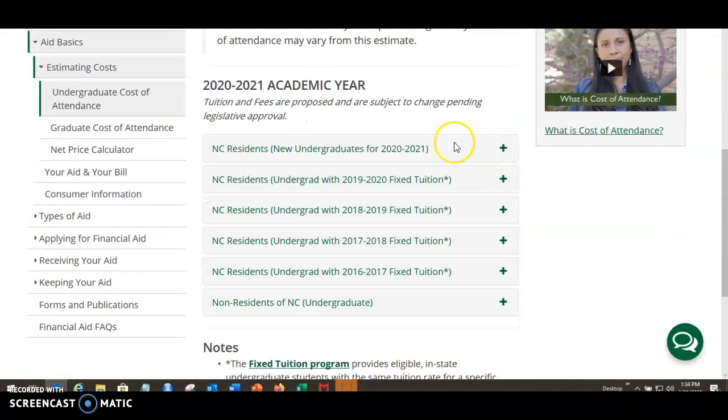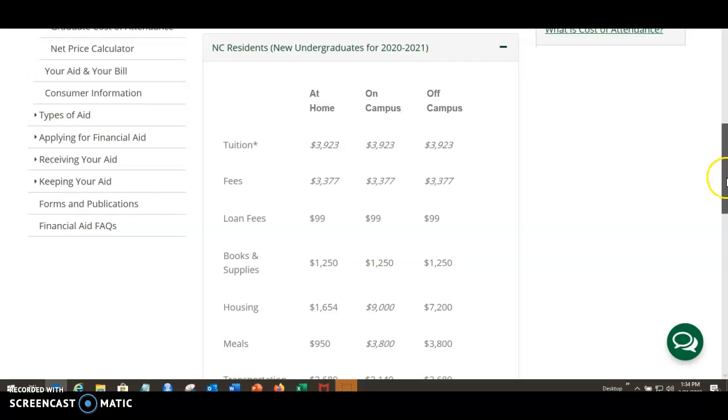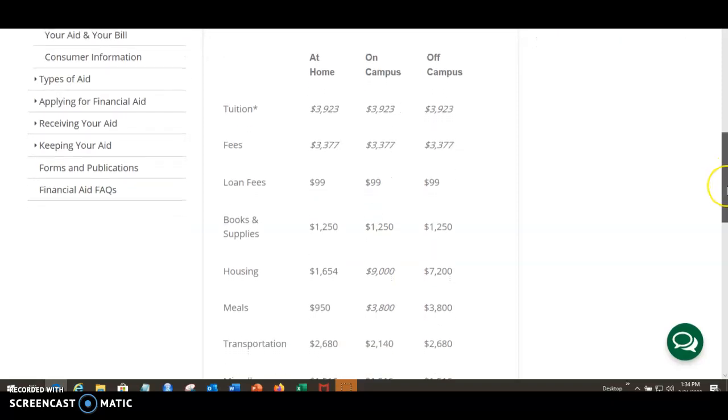Now, let's take a look at new undergraduates for 2020 and 2021. We're going to look that you're in state. We're going to think that you possibly are. Now, notice where you have differing amounts at home, on campus, off campus. And when you filled out the FAFSA, you remember they asked you where you were going to live. So how you answered on the FAFSA is going to depend on what comes through on your financial aid award.